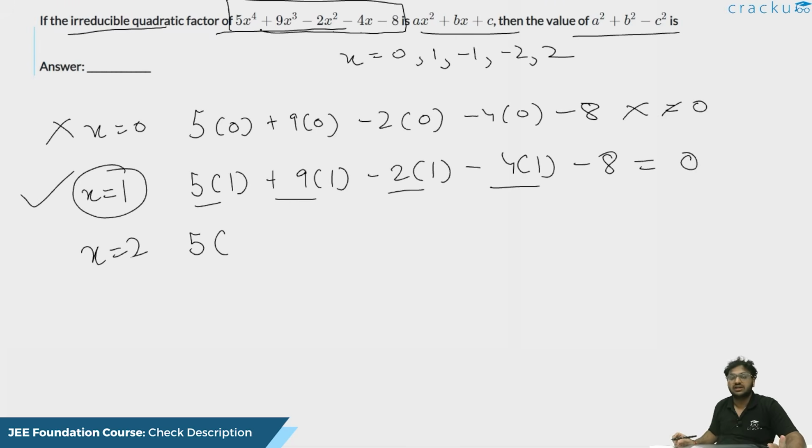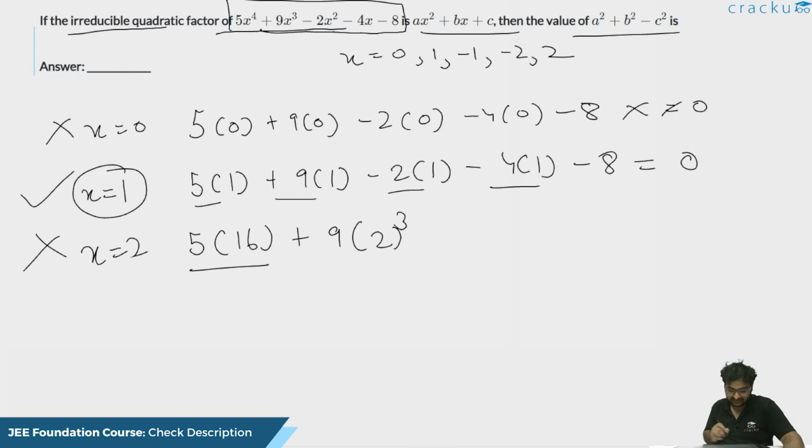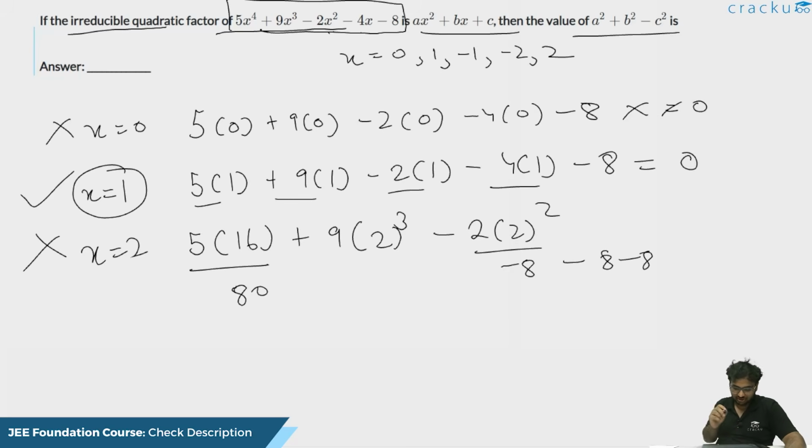2 power 4 is 16 plus 9 into 2 cube. So see, if you see carefully, this won't be a root. Why? Because 5 into 16 is 80. And if you see the x square coefficient, the negative coefficient is of what? 2 square, which is minus 8, then minus 4 into 2 is minus 8 and again minus 8. So this can never be equal to 0. So directly I don't have to solve further.